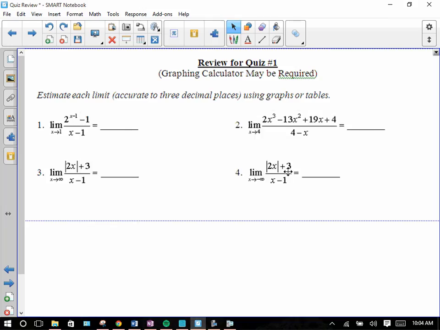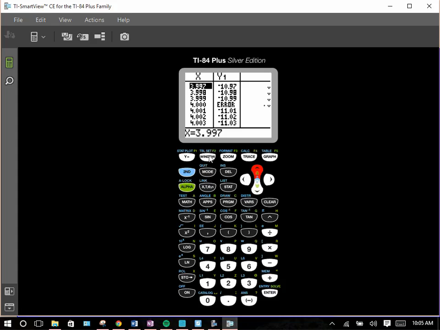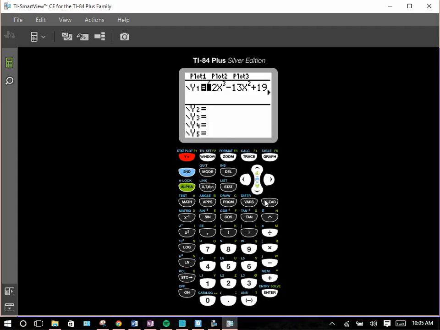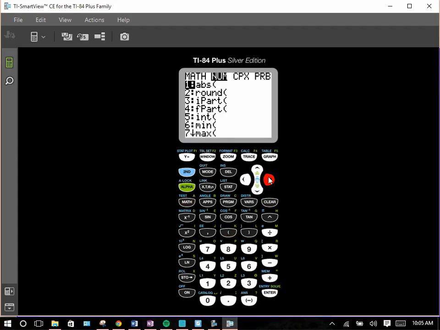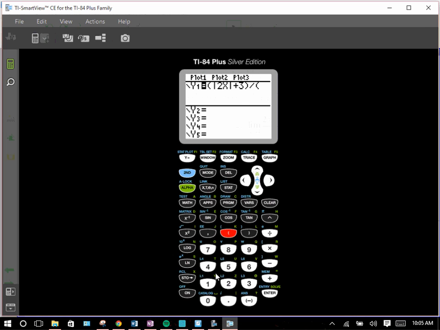Now this one. You can do this again. You have the absolute value of 2x. So you just go to the calculator. Y equals parentheses, the absolute value of 2x, and outside the absolute value is plus 3, divided by parentheses x minus 1.